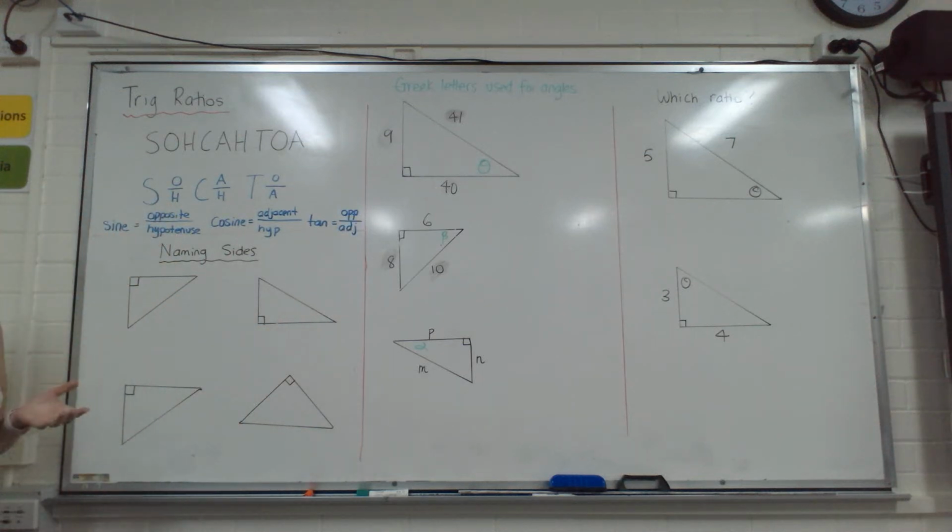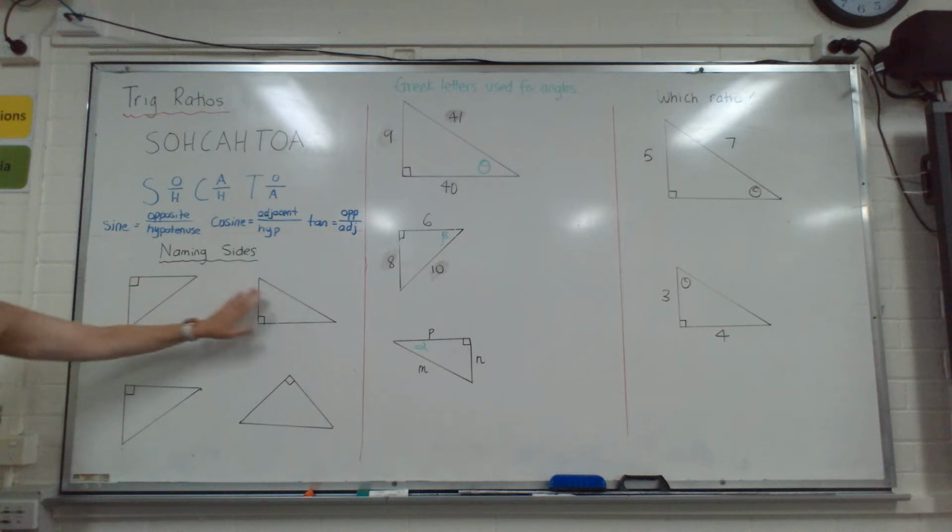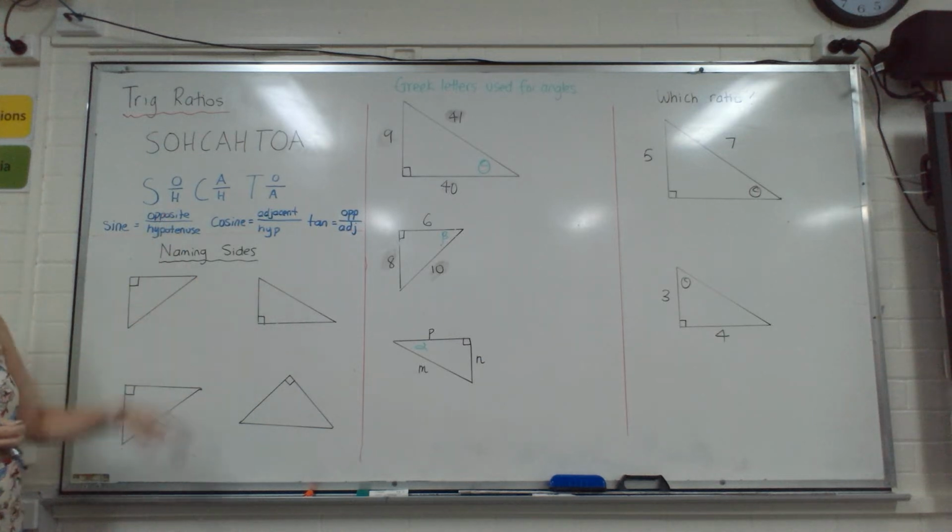Now you might still be a bit confused. You might be thinking, okay, you told me sine, cos, and tan are buttons on my calculator, but what's all this opposite and hypotenuse stuff, adjacent and hypotenuse? So we're going to spend a bit of time working out, in some of these right angle triangles, what all these opposite, hypotenuse, adjacent sides are.